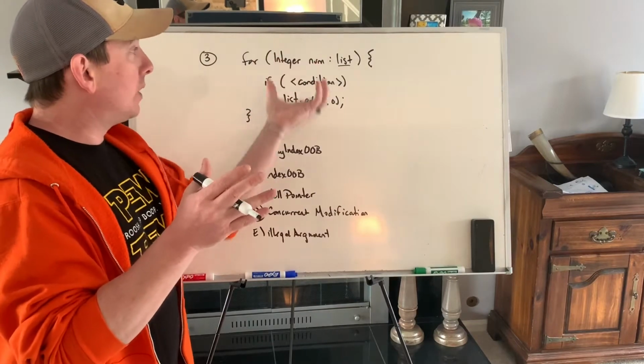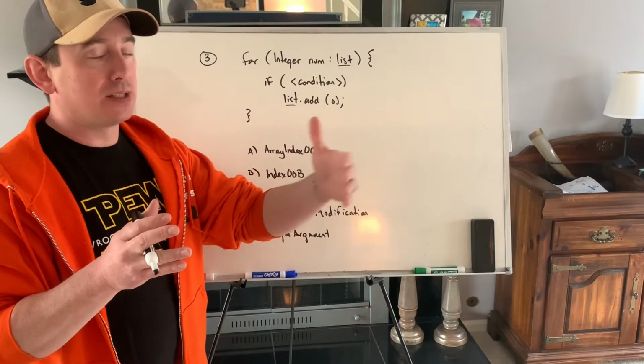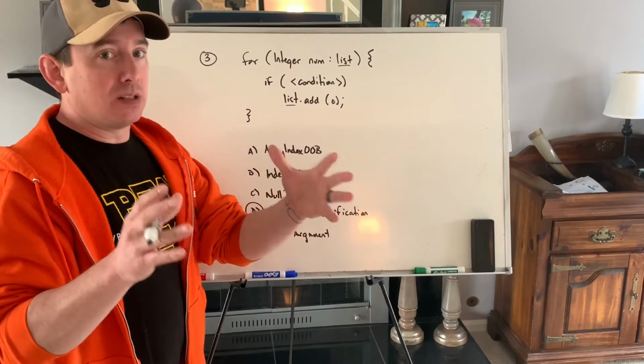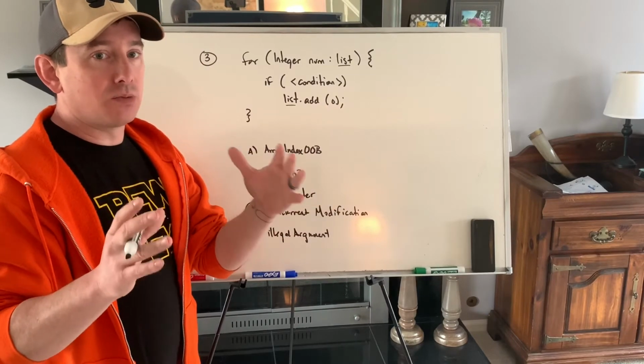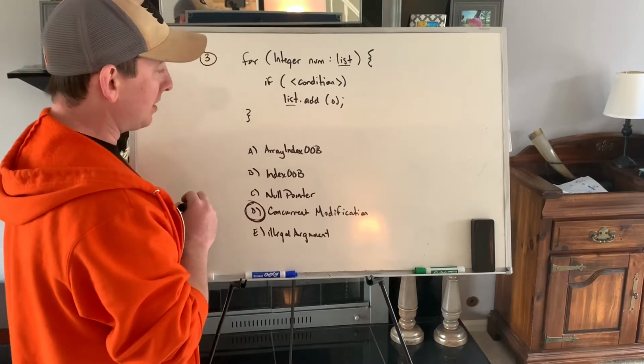A for each loop or an enhanced for loop is set up at the very beginning to make sure it gets through the entire list in order without skipping anything. So for that reason, you're just not allowed to change the list while you're traversing it. So this is going to throw a concurrent modification exception.